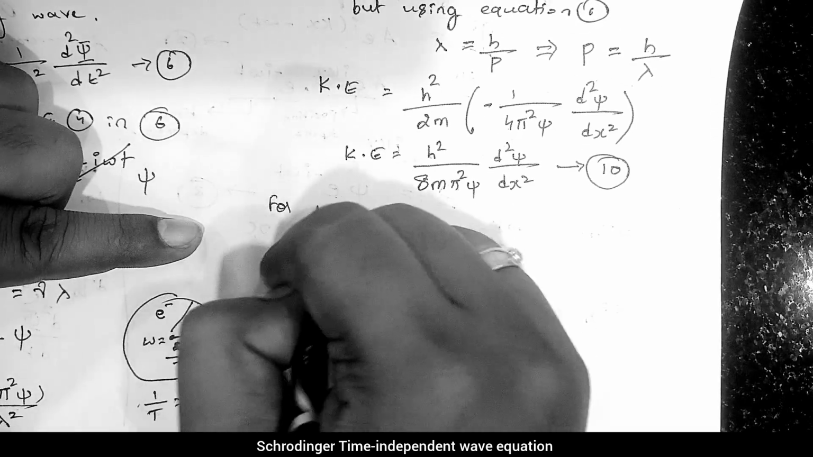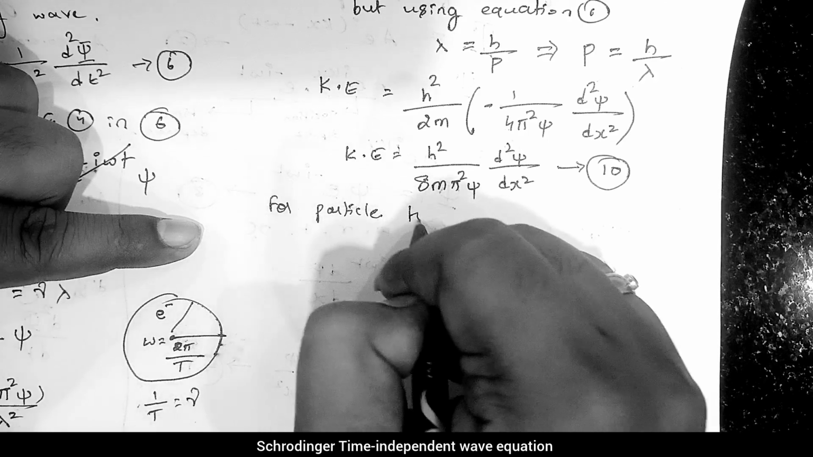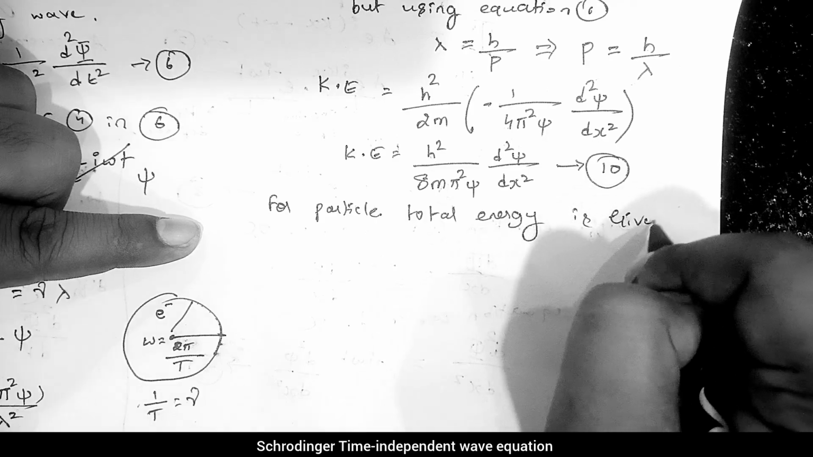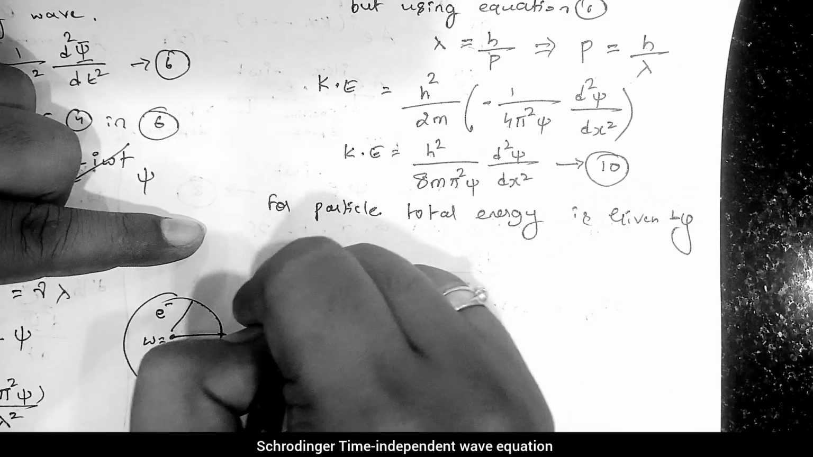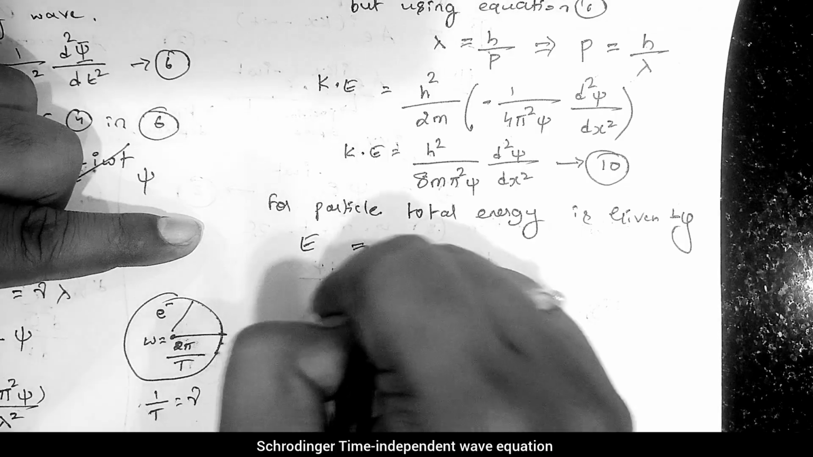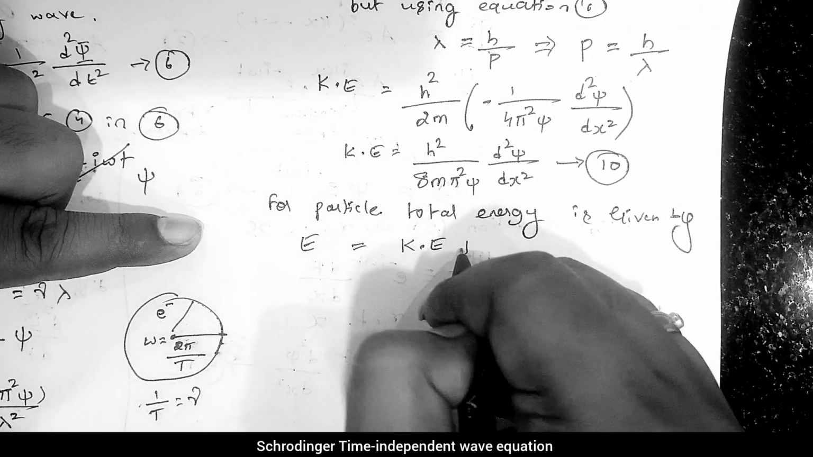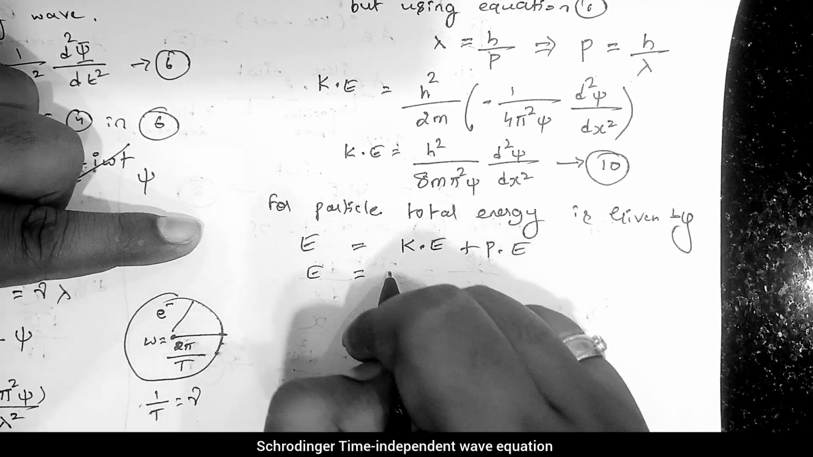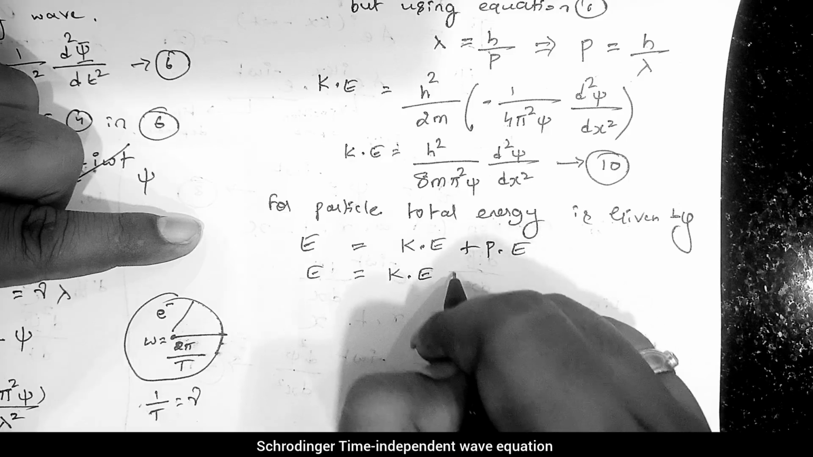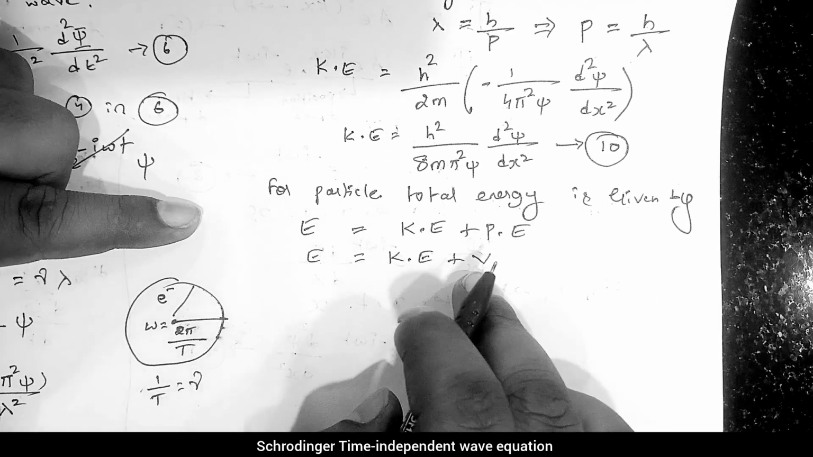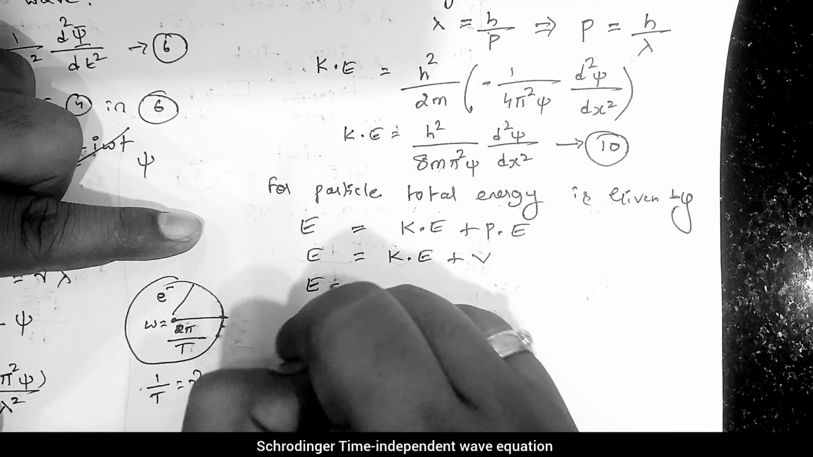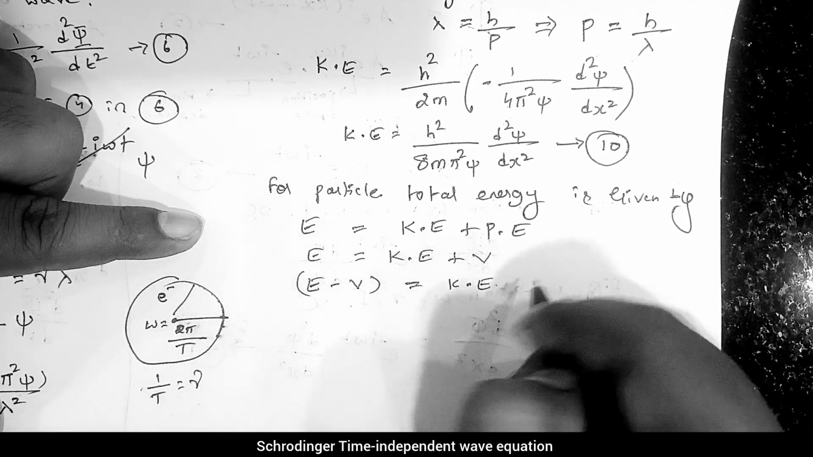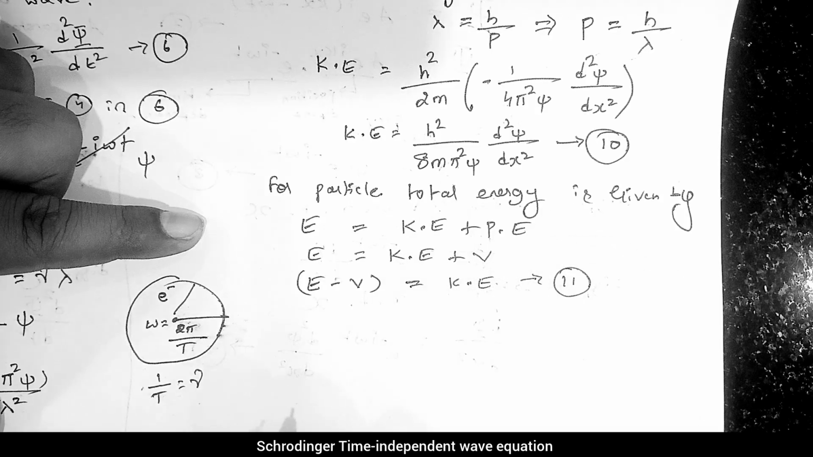Now for a particle, total energy is given by, so you know that whenever the energy is taken as total energy, it will always be a combination of kinetic energy plus potential energy. So currently I will be taking it as kinetic energy, and potential energy will be taken as V. So I will be shifting this one to the RHS side. The value will be energy minus potential energy equal to kinetic energy. Take it as equation number 11.